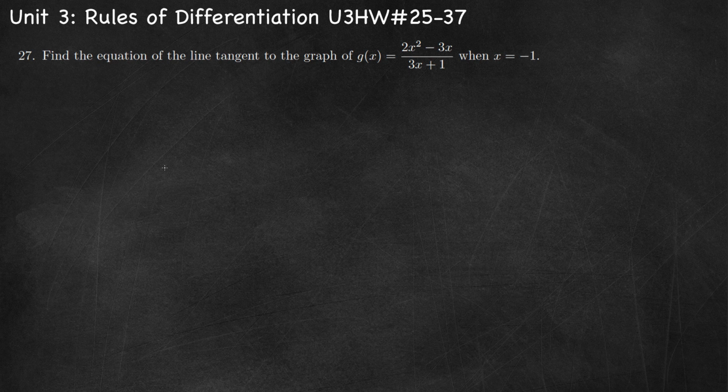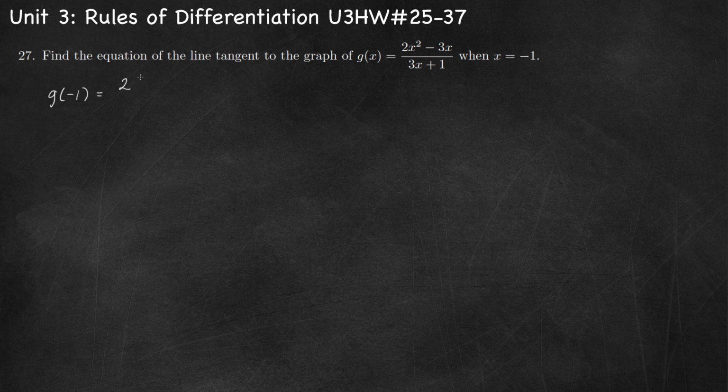Number 27, find the equation of the line tangent to the graph of g of x when x is negative 1. So to find the equation of the tangent line, I need to know g of negative 1 to get my point of tangency, and then I need to know g prime of negative 1. So let's find g of negative 1 first, and for that I'm just substituting negative 1 in for x into the function g of x.